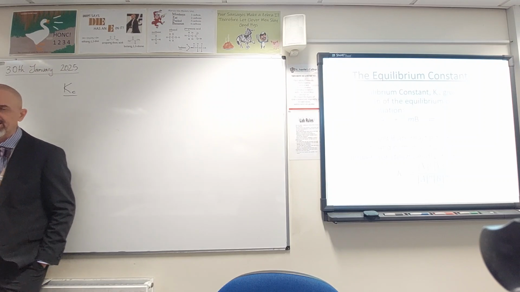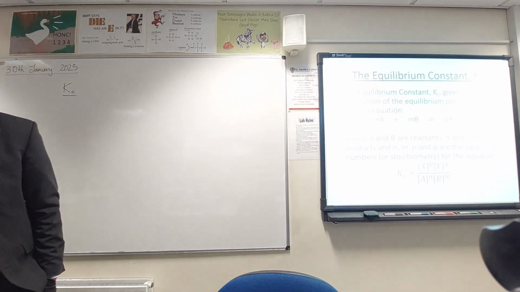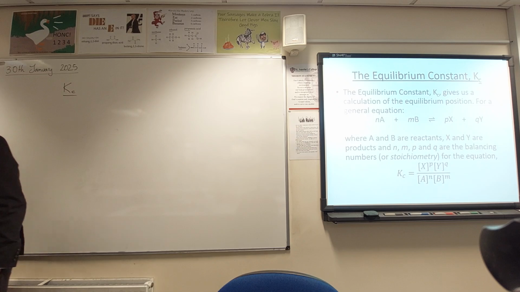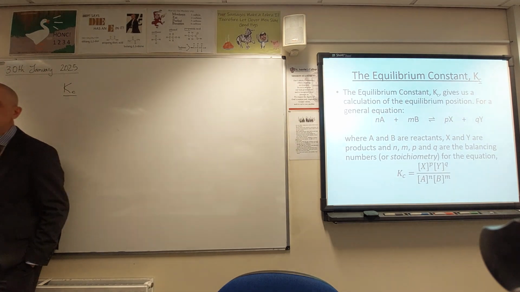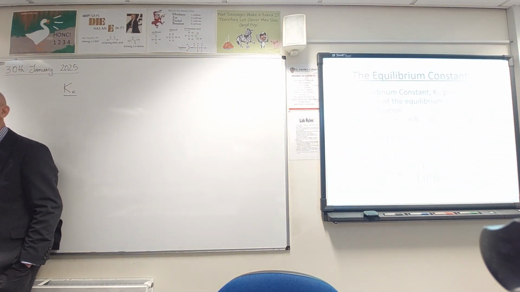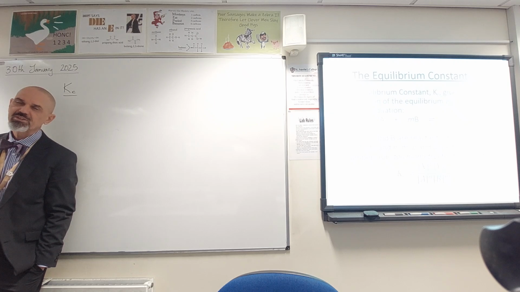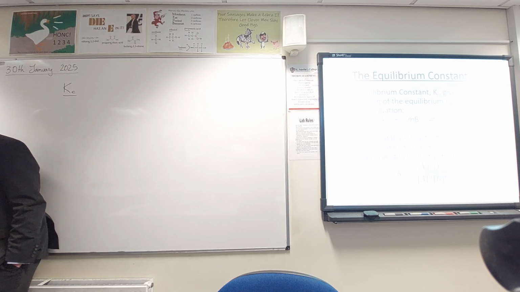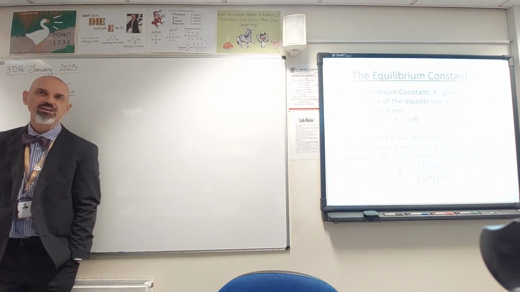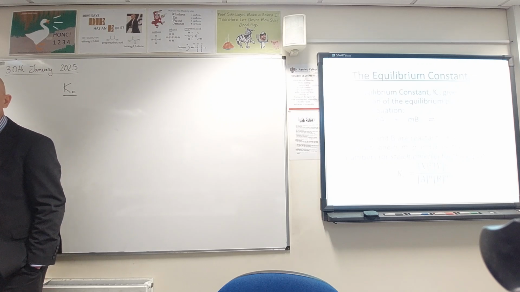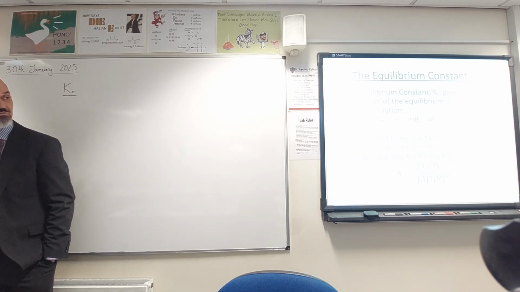So K is the equilibrium constant. The equilibrium constant gives us an idea of where the equilibrium position is. It's maths, isn't it? So rather than just saying shift to the left or shift to the right, we're going to put numbers on it now. Going to actually have some value.